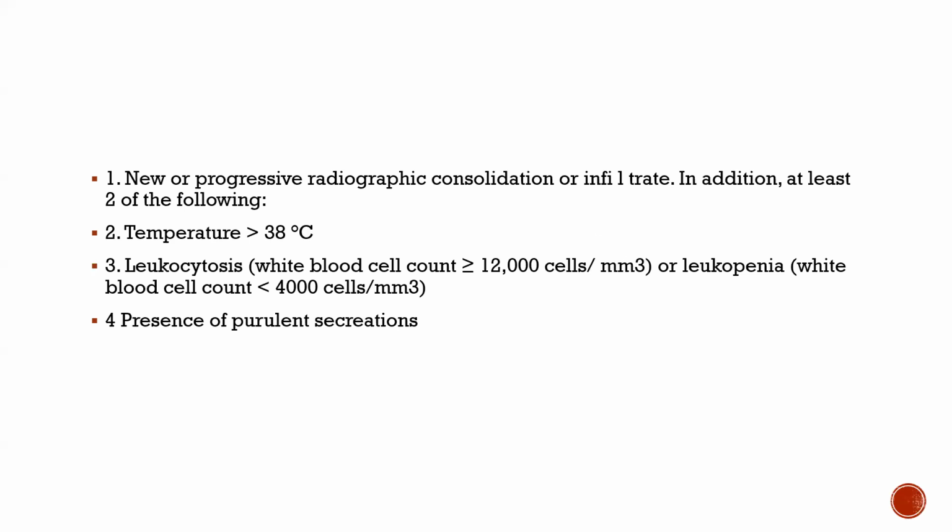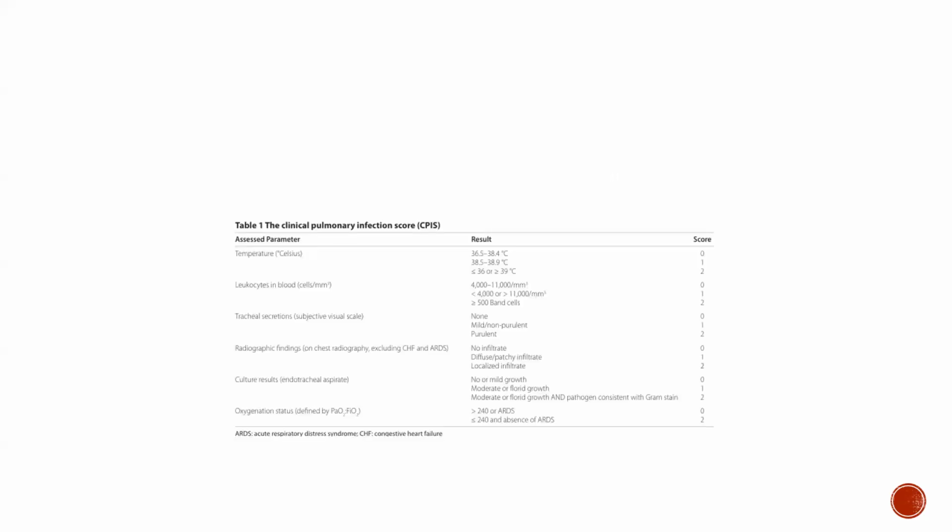The criteria are new or progressive radiographic consolidation or infiltrate. In addition, at least 2 of the following: temperature more than 38, leukocytosis, that is WBC more than 12,000, or leukopenia, that is WBC count less than 4,000, and presence of purulent secretion. So this is the clinical pulmonary infection score, which includes temperature: if it is 36.5 to 38.4, 0 points; 38.5 to 38.9, 1 point; less than 36 or more than 39, 2 points.